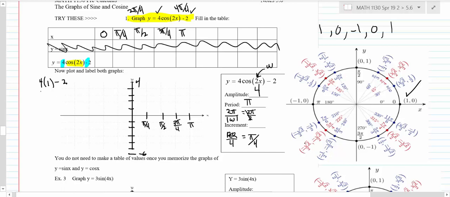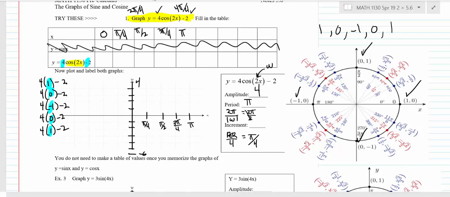Then we go to what? 4 times, what's the next one? 0 minus 2. Okay, then we go to the next one. We do 4 times negative 1 minus 2. Then 4 times 0 minus 2, and then back to 1. What you want to understand is that these numbers are not affected by the period change. They're getting ready to be affected by the 4 and negative 2. So this will give you the basic values. So we just work it out, and then we're ready to fill out our table.